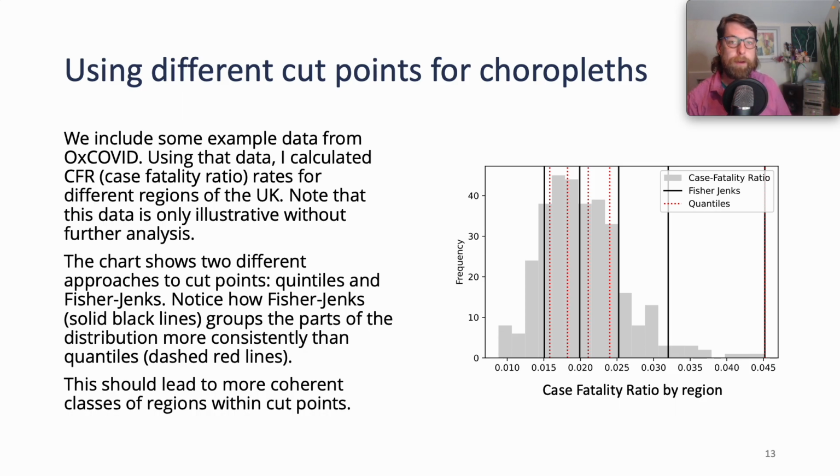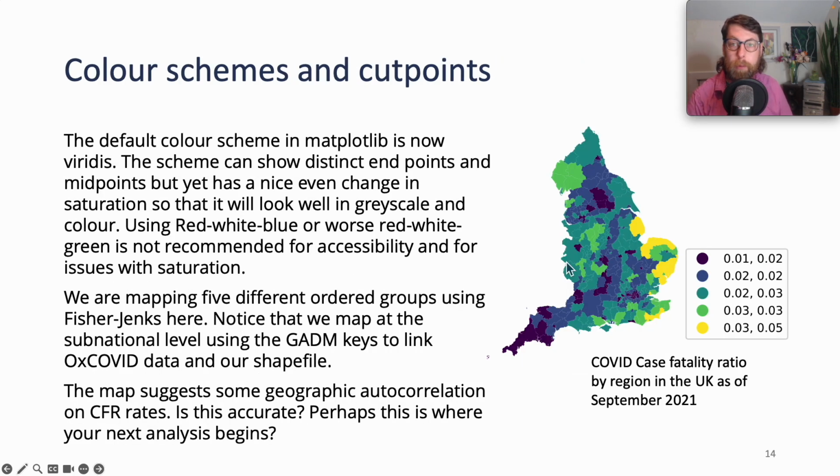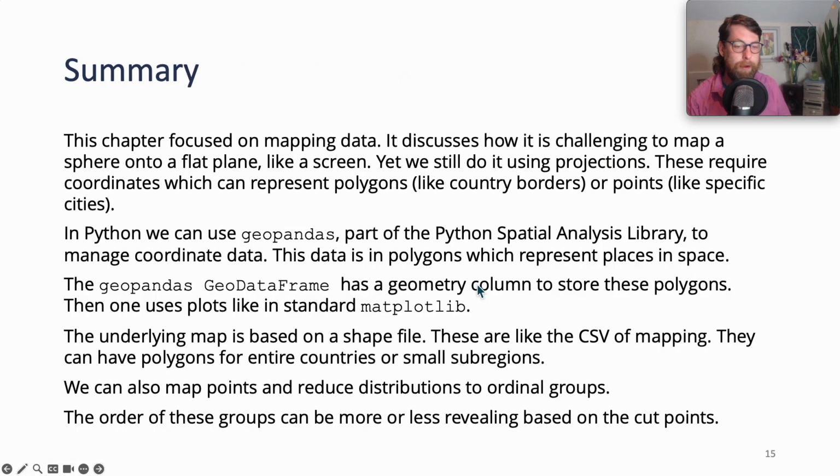We used OxCOVID data and calculated a case fatality ratio, and then I showed over here two different ways for us to represent it, one by quantiles and one by the Fisher-Jenks algorithm for splitting up a distribution. And I, of course, suggested that Fisher-Jenks is probably more representative of this than the quantiles was. You can see how this wide range of the fifth quantile, despite the fact that this is probably a much more substantial difference than this over here. And then finally, merging that together, we can make our own maps at not just the national level, but at the subnational level.